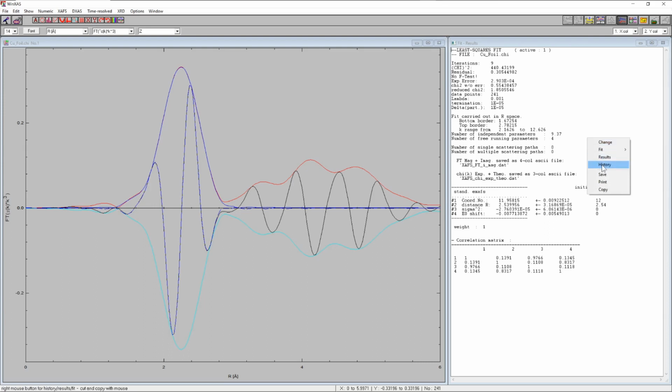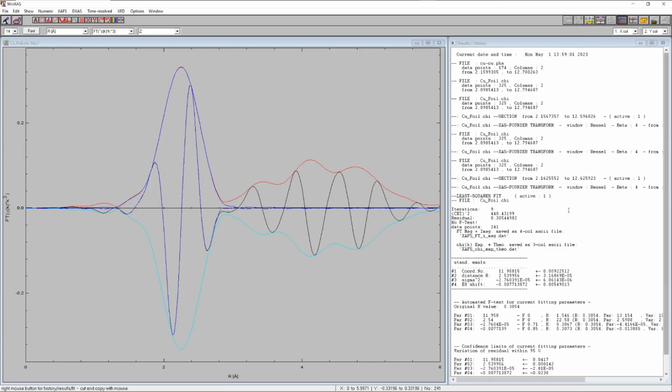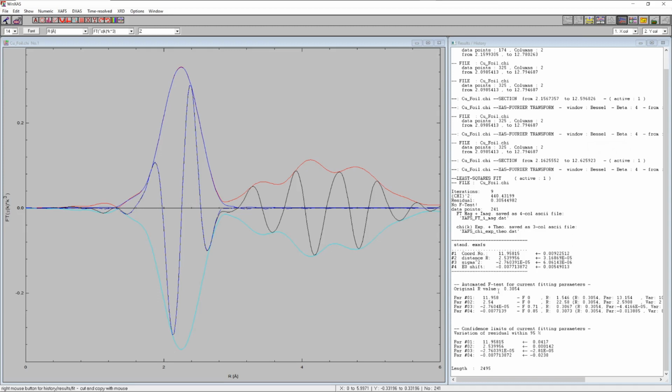Confidence limits and f-test are being saved in the history window. At the very bottom here, we see the f-test and we see the confidence limit. F-test also shows correlated parameters. Well, basically, similar to the correlation matrix, we see the Debye-Waller factor and the E0 shift are probably correlated to the coordination number or the distance. And we see the confidence limits, and from the confidence limits, we see that those are small.